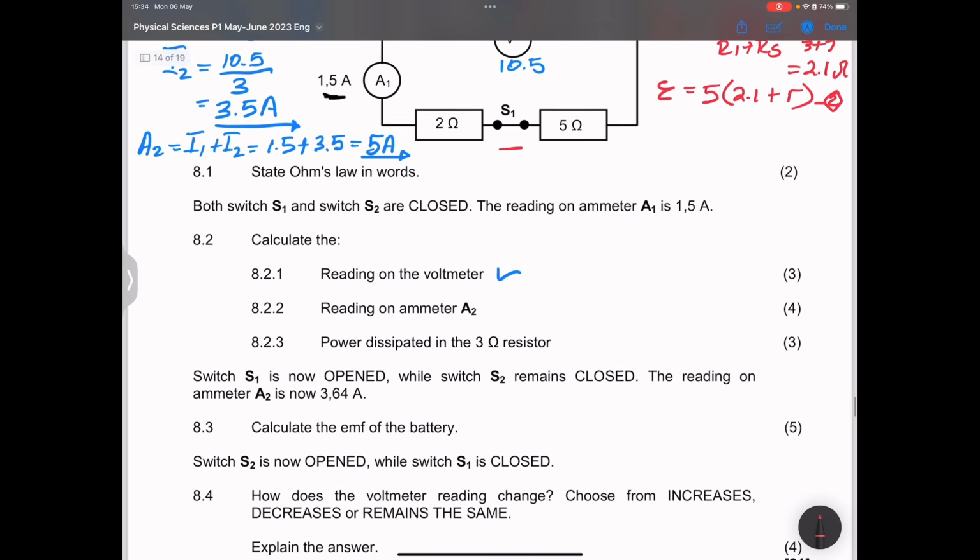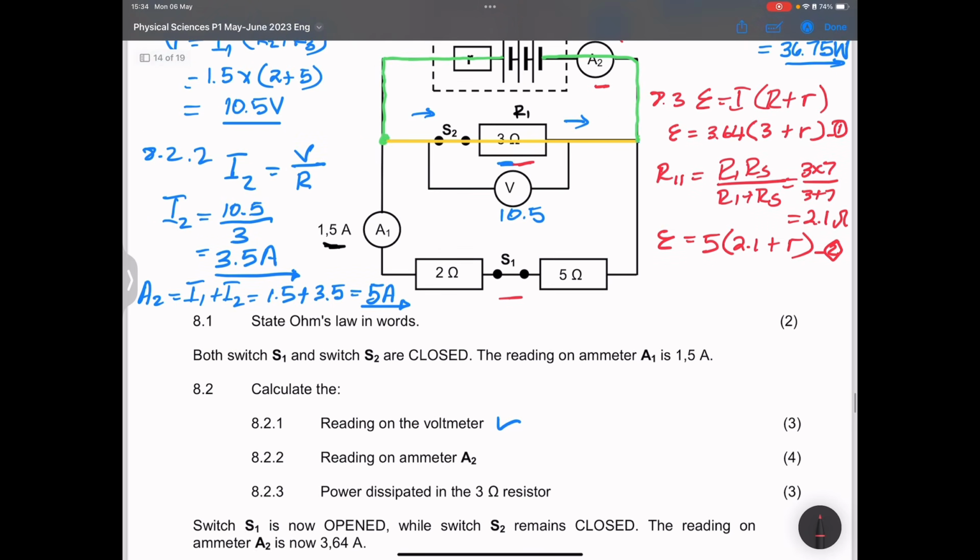Let me check what they asked us. Okay, so firstly, what are we going to do? We know that equation 1 is equal to equation 2, because both of them have got the EMF there. So that means that 5 times 2.1 plus R is equal to 3.64 into 3 plus R.